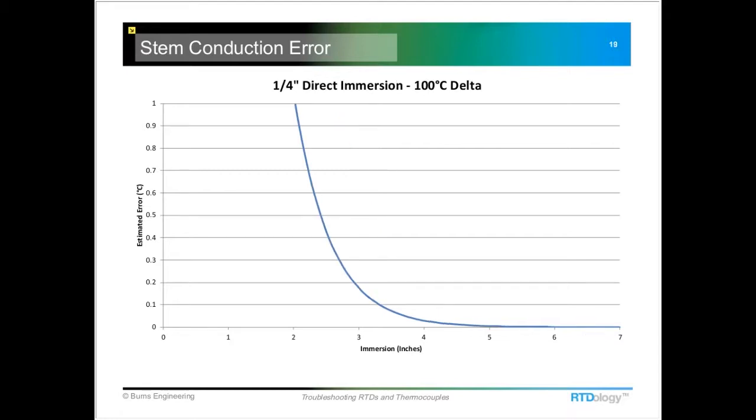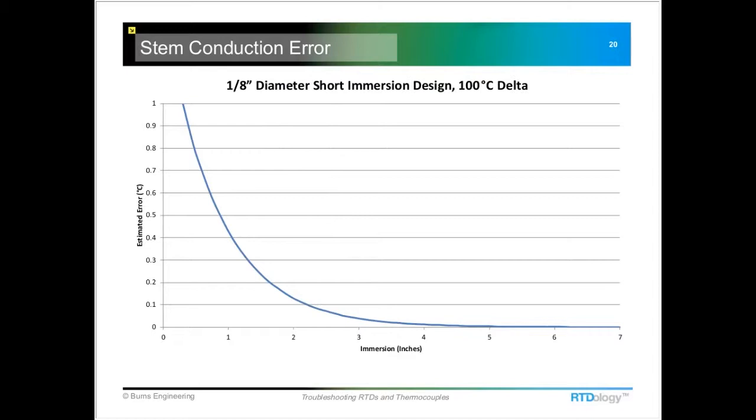And if we go down to a 1/4 inch diameter direct immersion sensor, we can see that we get just over 3 inches here to be less than 1/10 of a degree C stem conduction error. And then finally, we can make further improvements by going to a smaller diameter probe, something with a very short sensitive length. And here we're down to about 2 inches for that same stem conduction error.